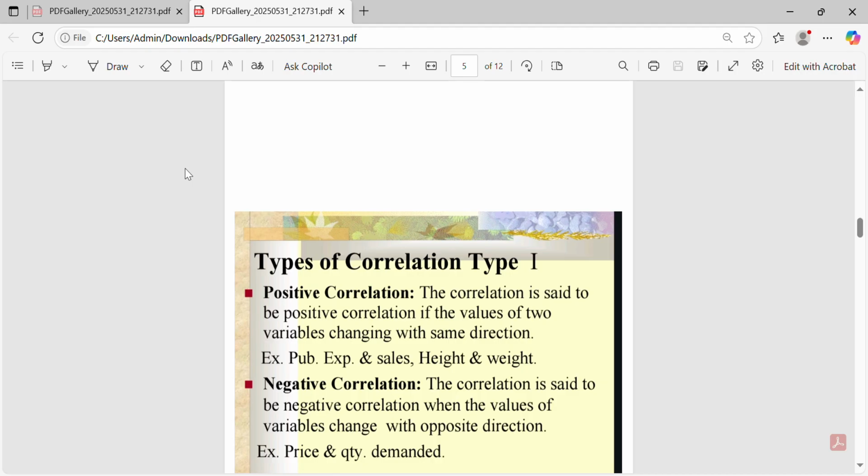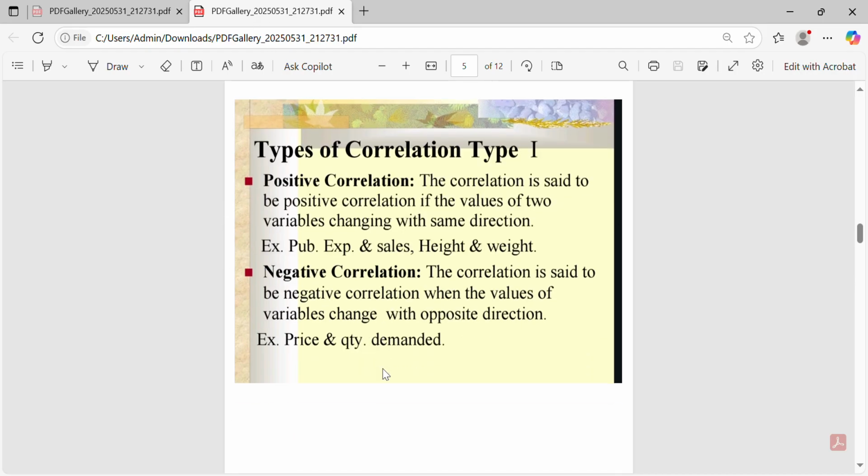The second one is negative correlation. The correlation is said to be negative when the values of the variables change in opposite directions. If we consider x and y as two variables, when x increases, y will decrease, and vice versa. If x decreases, then y will increase. Some examples are given for these correlation types.